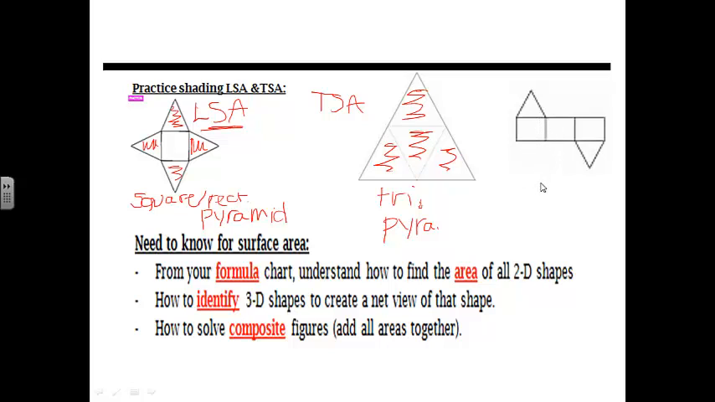What shape is this? Good. It's a triangular prism. It has 2 triangular bases and 3 rectangular faces. So I want the LSA of this. I want the lateral surface area. Good. We're going to add all of our faces. We do not include the bases with lateral surface area.